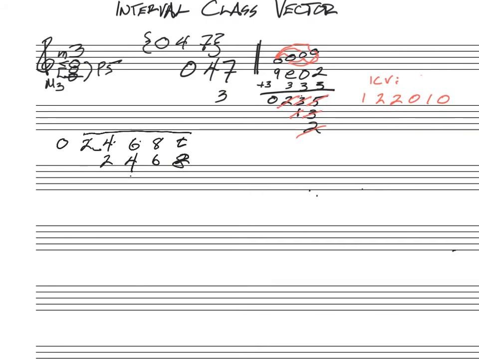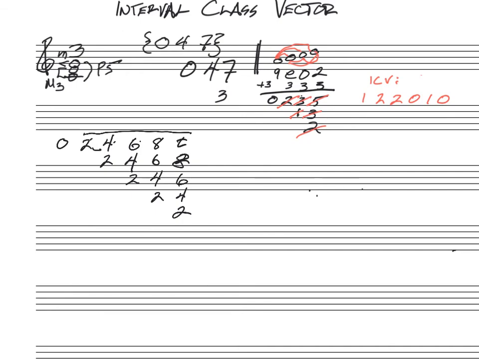6 minus 4 is 2. 8 minus 4 is 4. 10 minus 4 is 6. Then we subtract 6 from everything. 8 minus 6 is 2. 10 minus 6 is 4. And finally, 10 minus 8 is 2. Now, notice we've got all even numbers in these intervals, which would make sense, right? So let's set up our interval class vector.